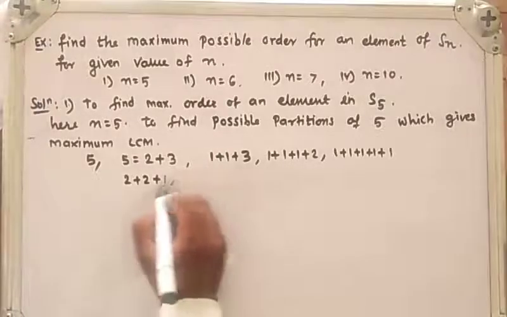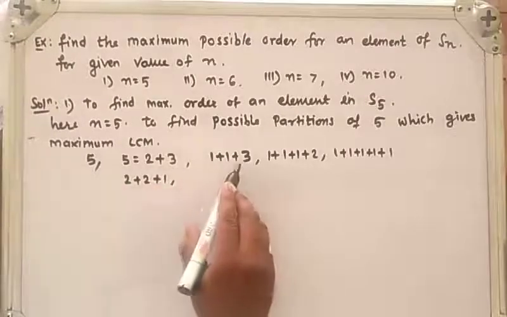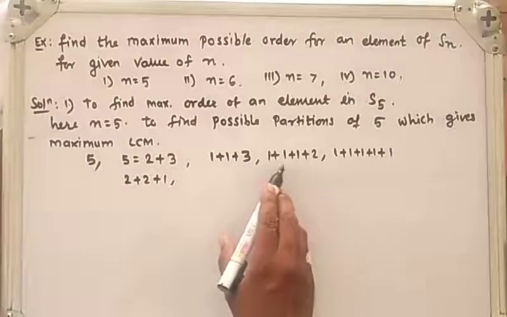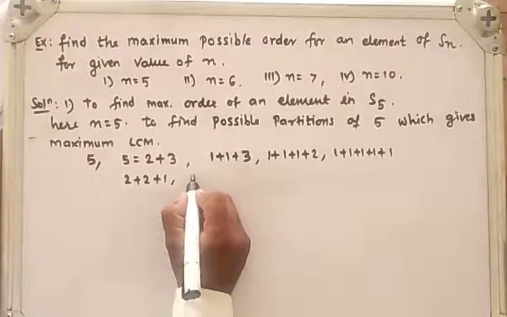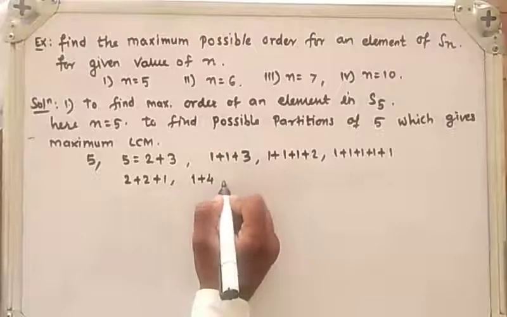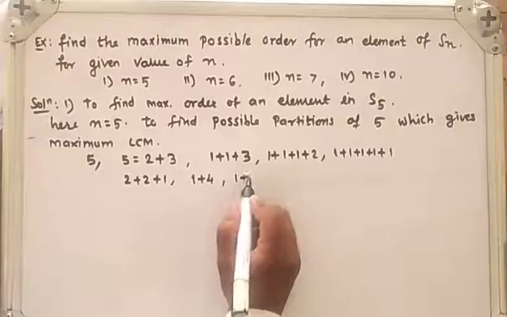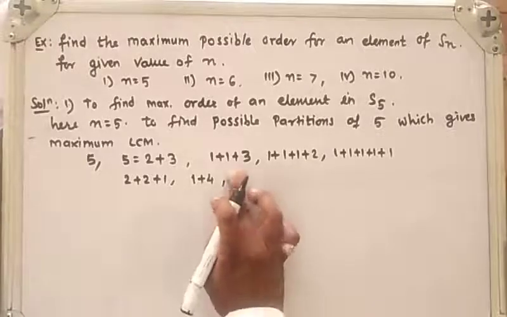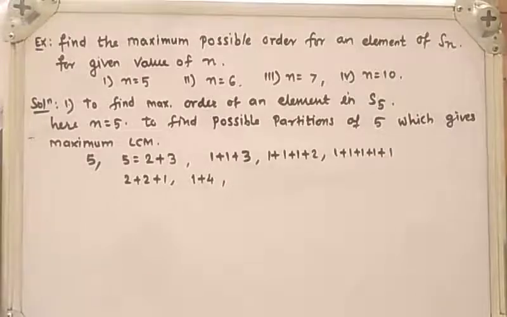Here 5, 2 plus 3, 1 plus 1 plus 3, 1 plus 1 plus 1 plus 2, 1 plus 1 plus 1 plus 1 plus 1, next 2 plus 2 plus 1 and next 1 plus 4. So these are all the partitions.